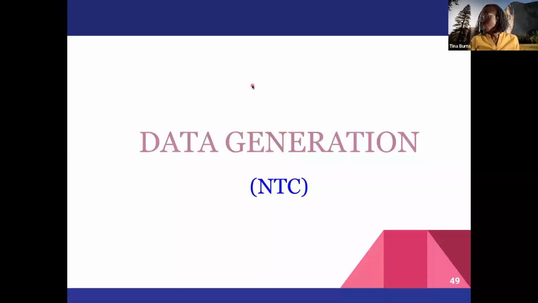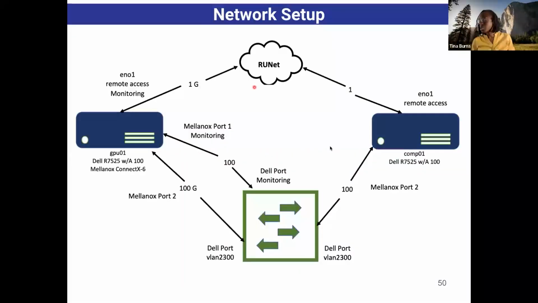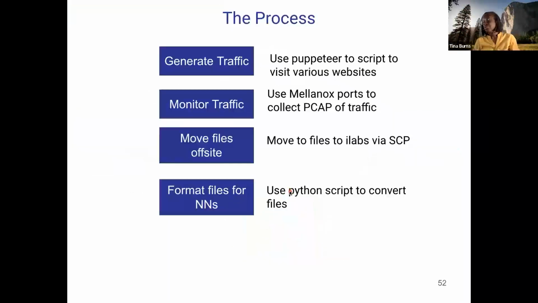For the network traffic classification, what we did here is we take a computer, one of them, I think they're located at the Hill Center at Rutgers, and we're sending and receiving information via the internet, and we're monitoring it on this Monex port. That's how you collect all the data, you send it in PCAP files, and you get the information.